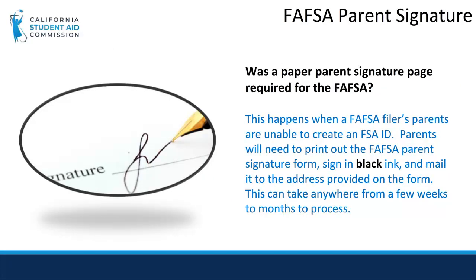Was a paper parent signature page required for the FAFSA? This happens when a FAFSA filer's parents are unable to create an FSA ID because they do not possess a social security number or an email address. Parents will need to print out the FAFSA parent signature form, sign in black ink, and mail it to the address provided on the form. This can take anywhere from a few weeks to months to process.